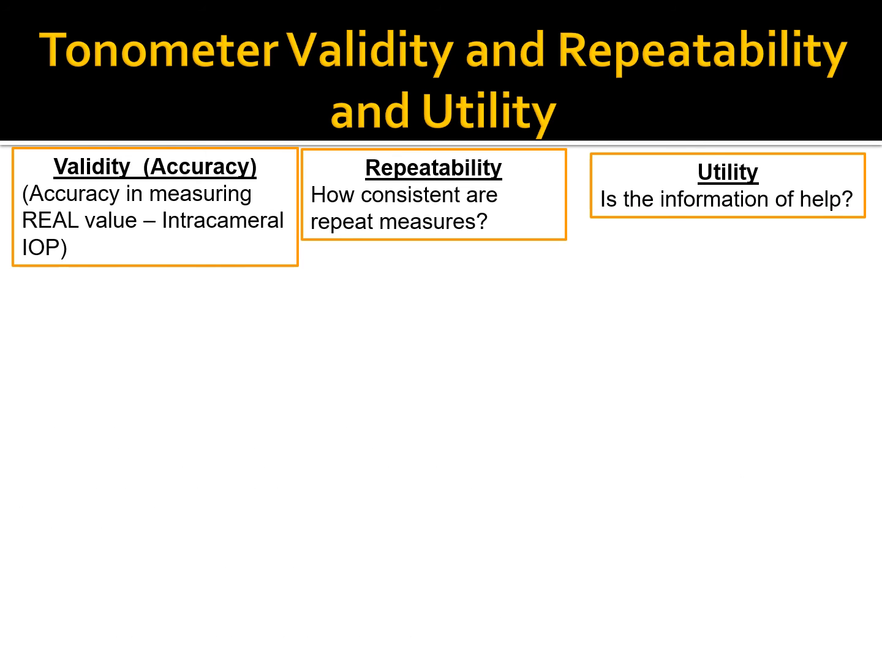So I want to introduce these concepts: validity, repeatability, and utility. Validity is accuracy. How accurate is the machine in measuring the real value, the intracameral IOP? Repeatability: how consistent are those repeat measures? And then this concept of utility asks the question, is the information actually of help?